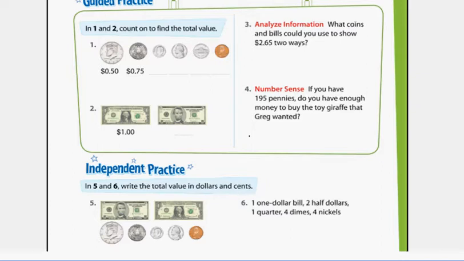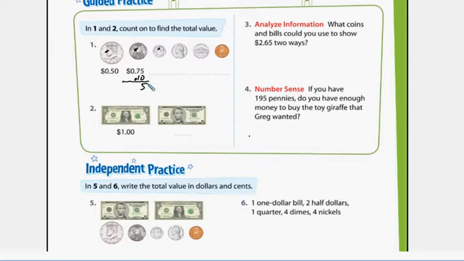Okay, we're going to do the guided practice questions. In 1 and 2, count to find the total value. So we're counting on. Right here this is 50 cents, so plus 25 right there would be 75. So what we need to do now is add another 10. That's plus 10.